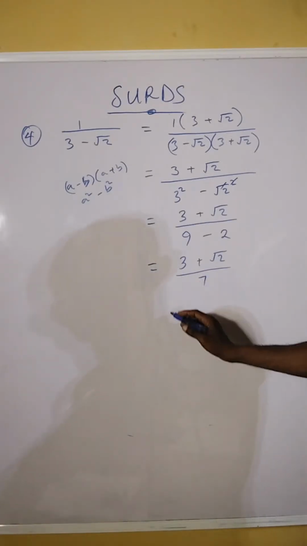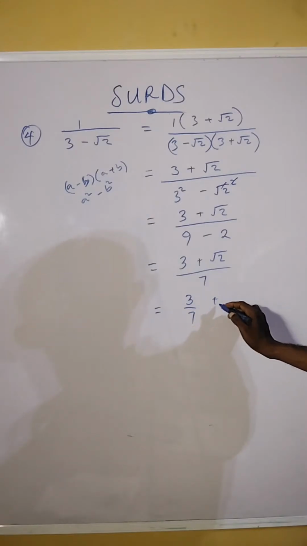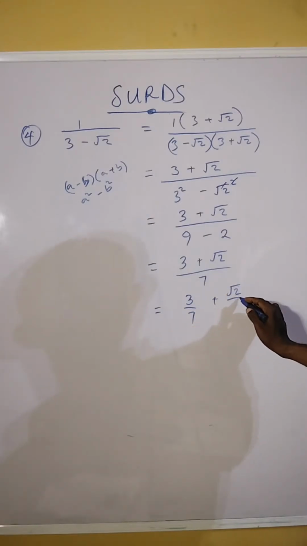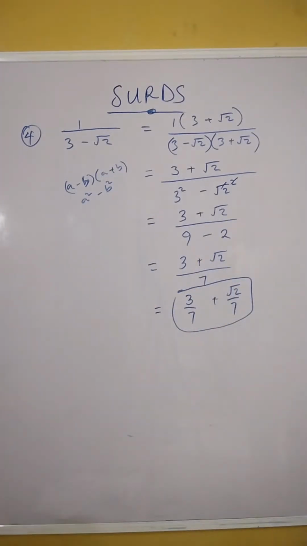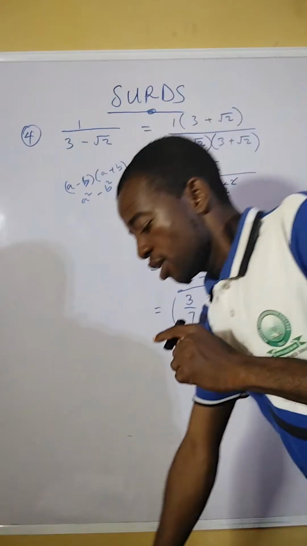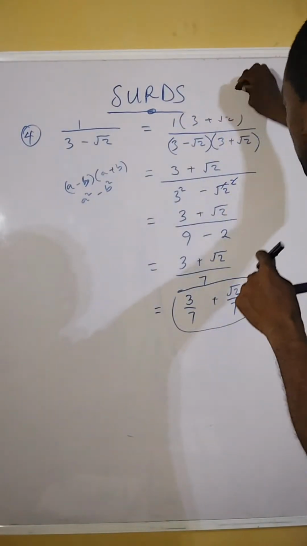And we can as well write this as 3 over 7 plus root 2 over 7. So we have this as a simplified form of that given problem. Okay, then let's look at another one, labeled as number 5.